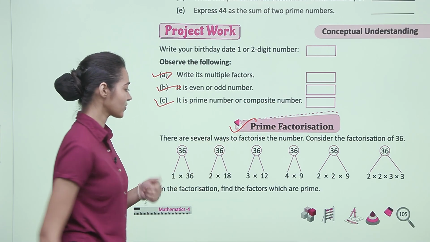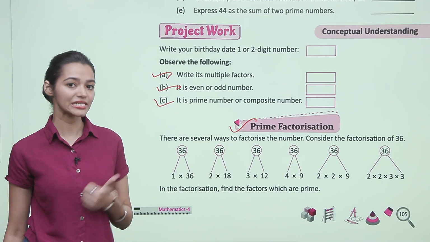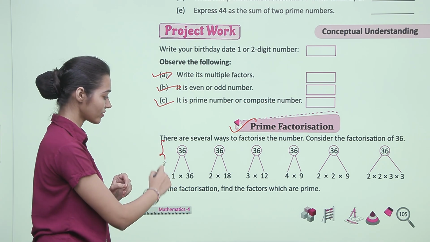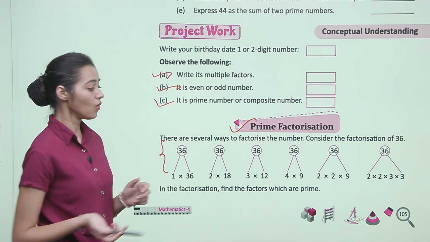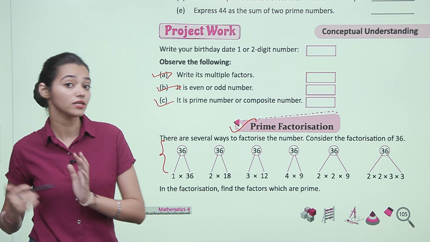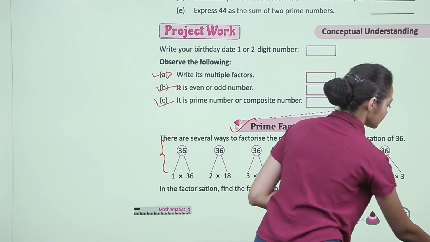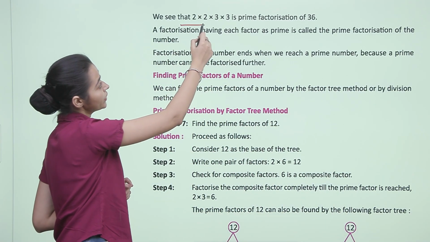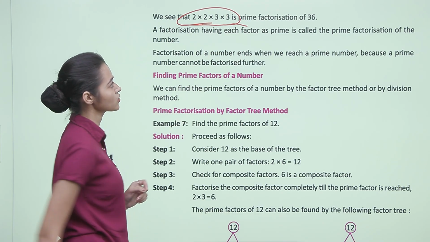Now let's start with the prime factorization. There are several ways to factorize a number. We have to consider the factorization of 36. Here is our prime factorization of 36. Now we have to find which factors are prime numbers. Now 2 into 2 into 3 into 3 is the prime factorization of 36.